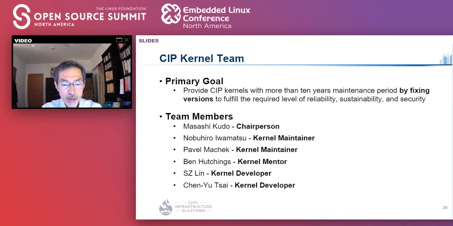The primary goal of CIP Kernel Team is to provide CIP SLTS kernels for 10 plus years by fixing versions to fulfill the required level of reliability, sustainability, and security. There are two kernel maintainers, one kernel mentor, and two kernel developers in the team.